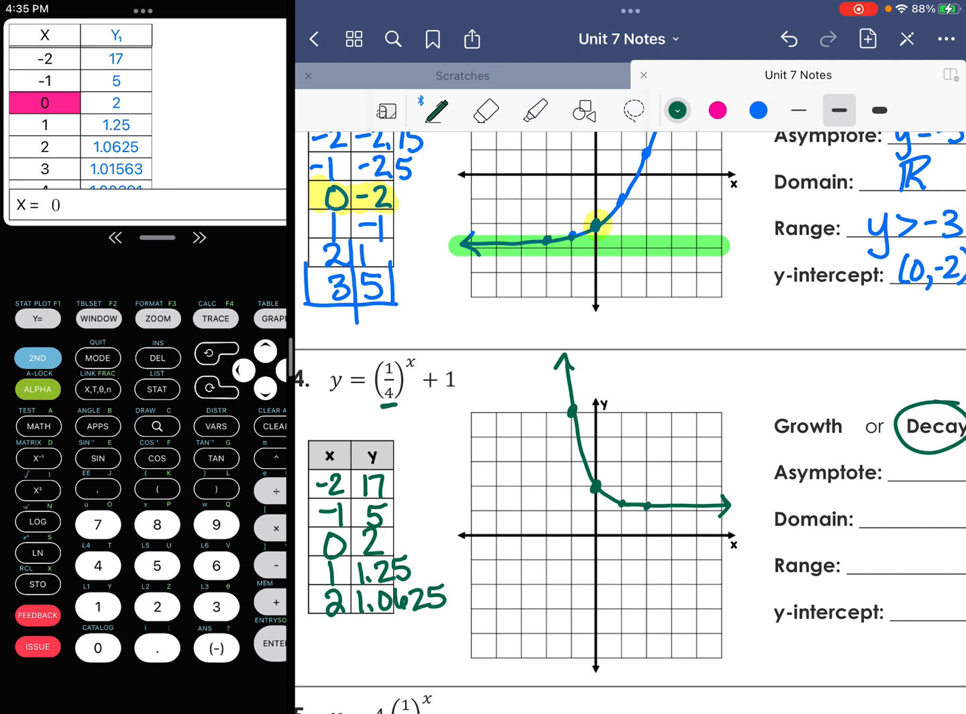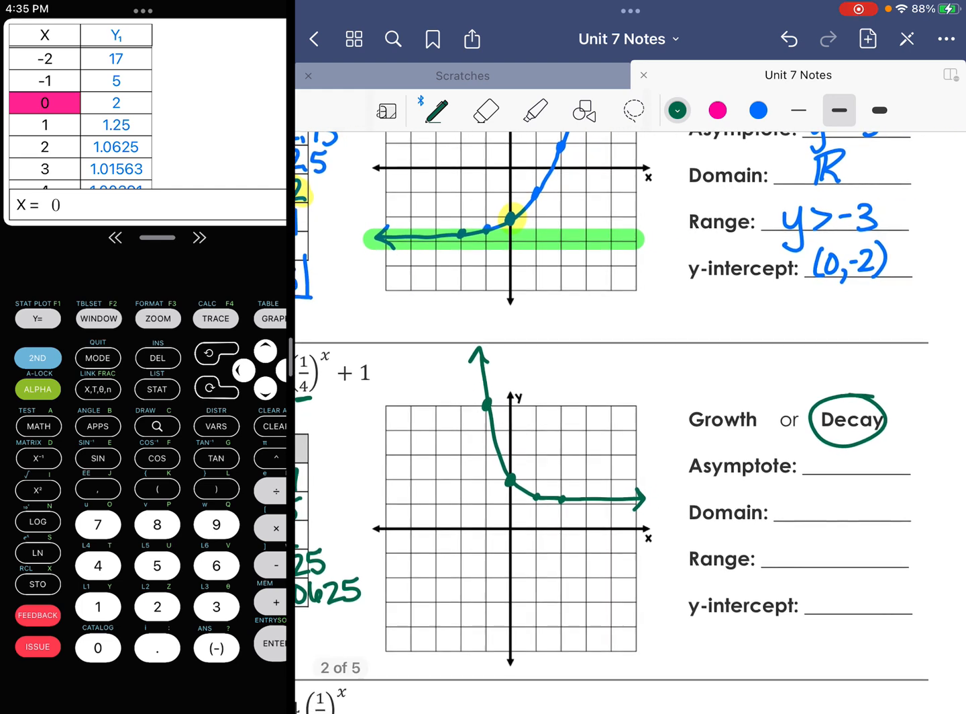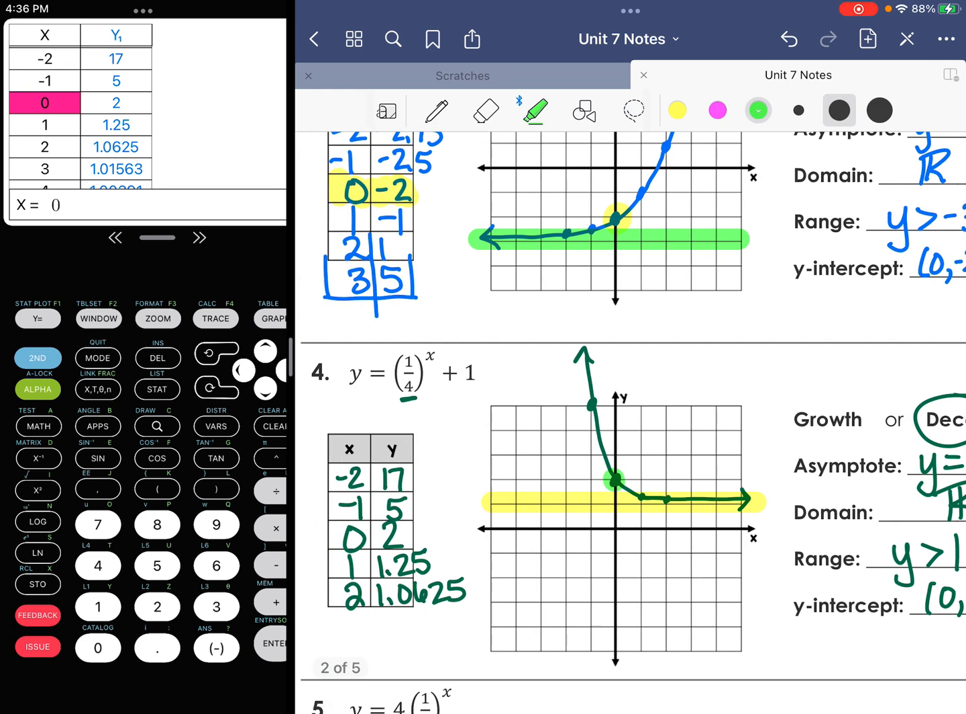This one's much sharper. Now, this one has an asymptote of y equals 1 because you can see that boundary right here has been moved up to 1. So the domain, all real numbers, range is now y is greater than 1 because that's where our boundary line is, and the entire graph is up above that boundary line, so that's why it's greater than, because they are literally greater than that line. And this time our y-intercept is (0, 2), and you can see that both here and here.